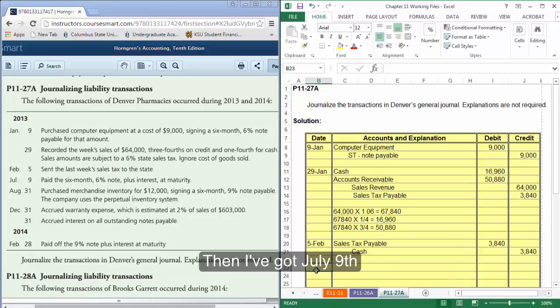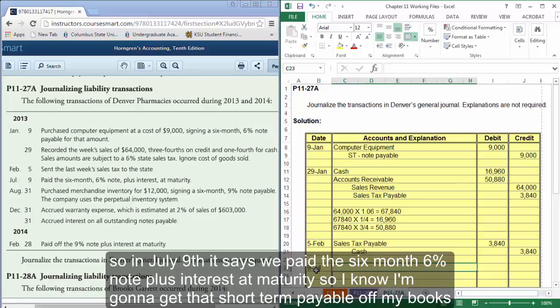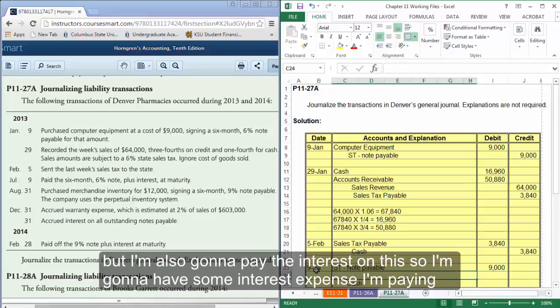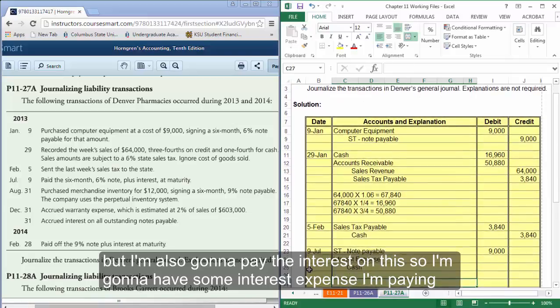Then I've got July 9th. So in July 9th, it says we paid the 6-month 6% note plus interest at maturity. So I know I'm going to get that short-term note payable off my books for the $9,000. Okay, and I know I'm going to credit cash, but I'm also going to pay the interest on this. All right, so I'm going to have some interest expense that I'm paying. So let's calculate the interest.